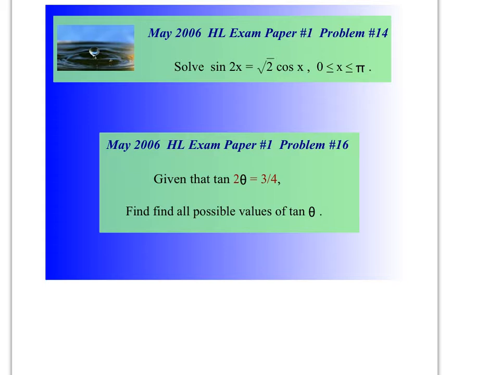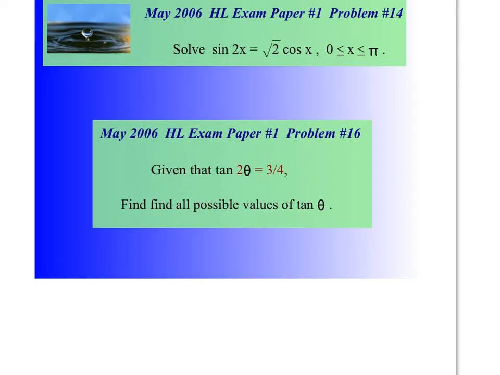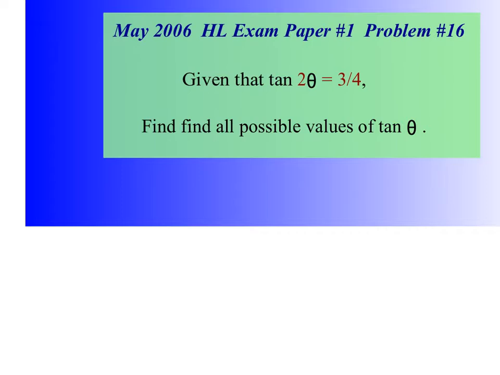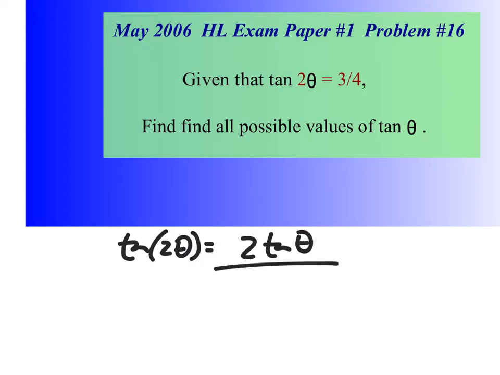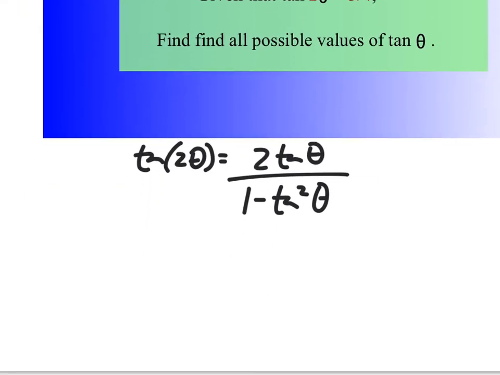All right, let's try one of these. These are both exam problems, paper 1 problems from 2006. Let's look at the second one. Given that tan 2 theta equals 3/4, find all possible values of tangent theta. Okay, so tan 2 theta, let's just expand that. That's going to be 2 tan theta over 1 minus tan squared theta. And I know that that equals 3/4.